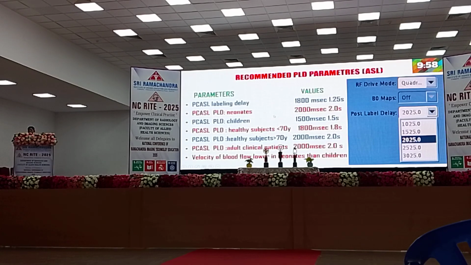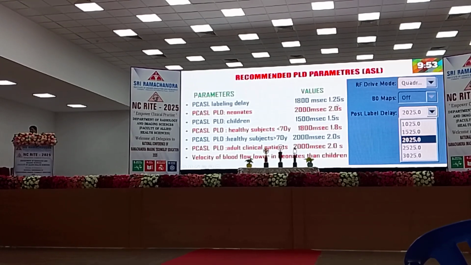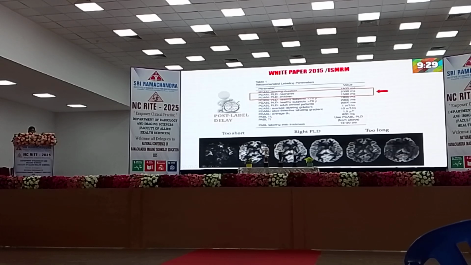These are the parameters of the PLD. Usually we are using 1800 milliseconds, which is 1.8 seconds. For adults we use 2000, more than 2000, because blood flow is lower than in children. In children, blood flow is higher, so you can use 1500. Healthy patients above 70, always use 2000, and Alzheimer's disease patients, you have to use more than 2000. This is a white paper published in 2015 by ISMRM.